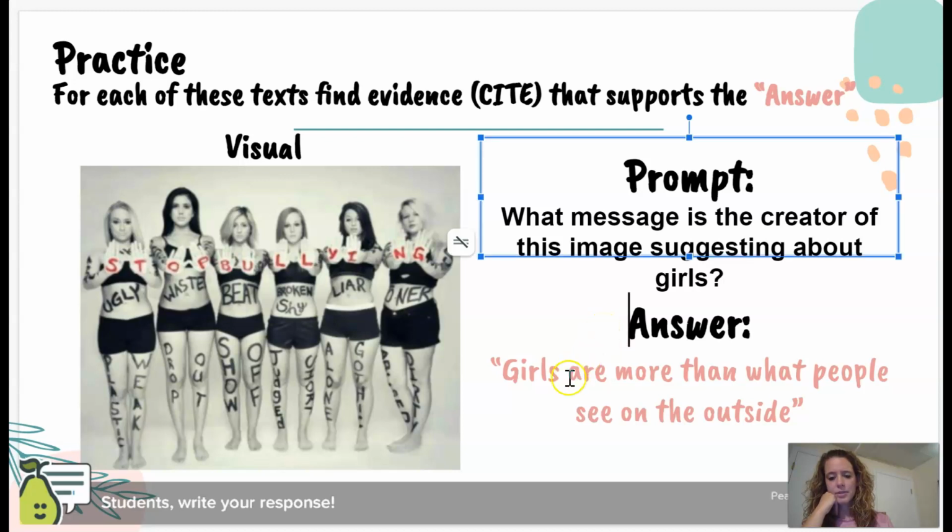My potential answer would be that girls are more than what people see on the outside. Great. Well, how do I know that? What evidence from this visual tells me that this is the answer to my question? Okay, so that's what you're going to work on.